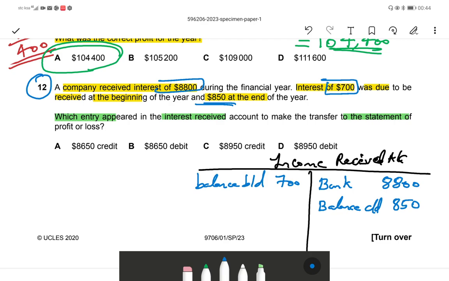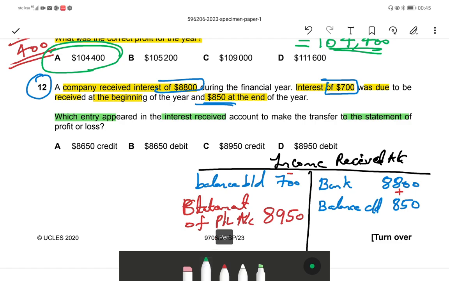So the answer is 8,800. We have to just balance the account. 8,800 plus 850 minus 700. The amount we will transfer to the statement of profit and loss account, the income statement, is 8,950, the balancing figure, showing on the debit side. So the correct answer is D, 8,950 debit.